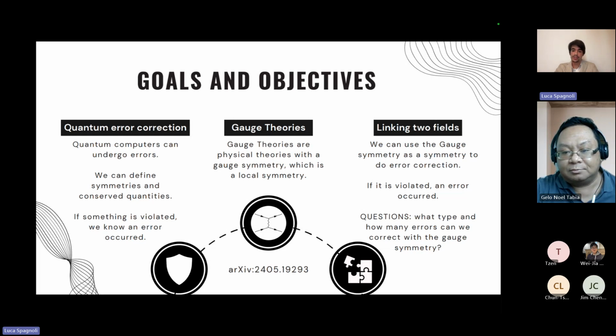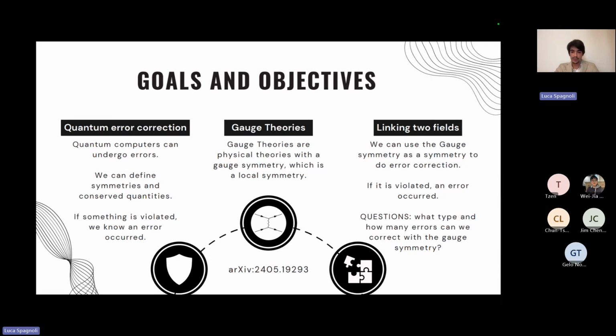By measuring this symmetry, we hope to be able to correct some errors. The question is how many errors we can correct with this method, and what type of errors we can correct.